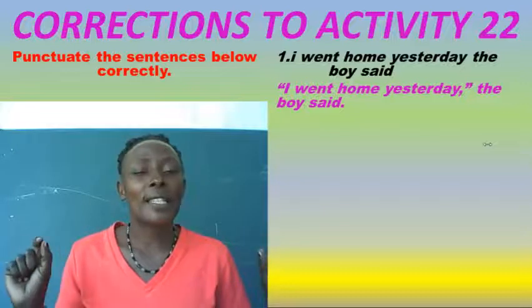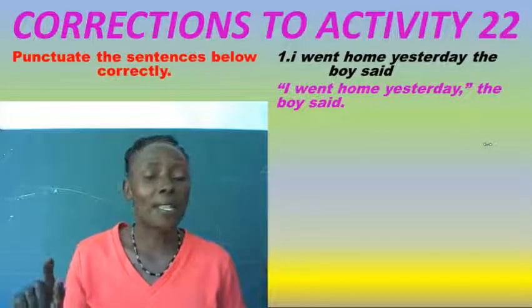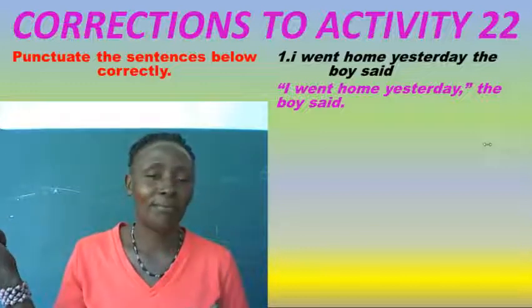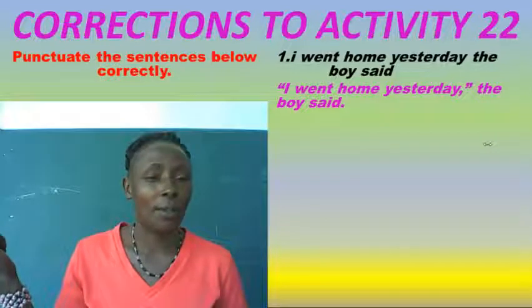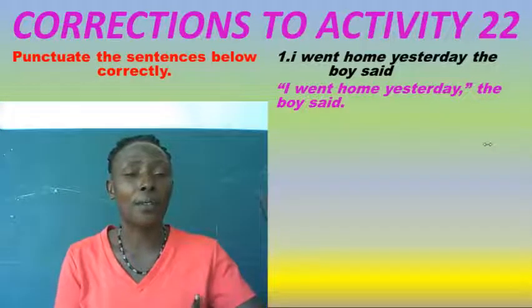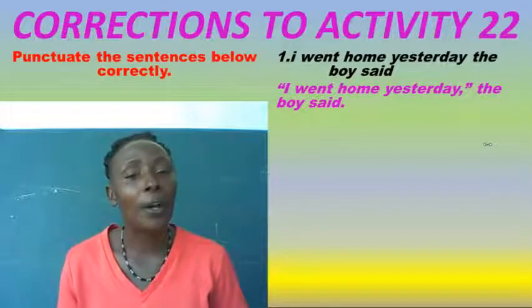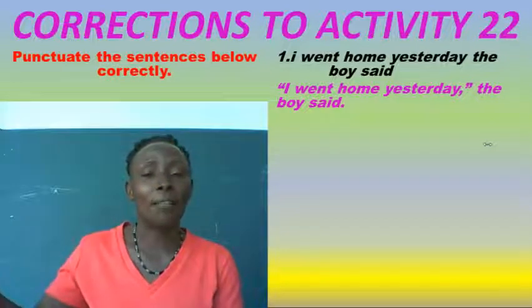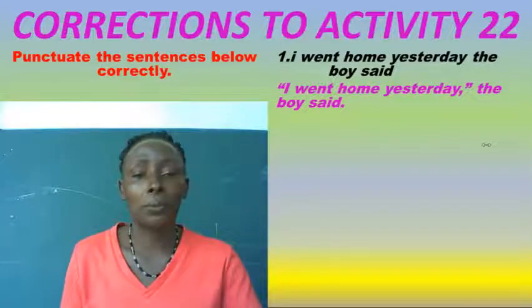Before we punctuate the sentence, you need to know what we call the punctuation marks. We call them quotation marks or inverted commas. So we are punctuating our sentence. I went home yesterday. You have a comma there, and then you close with inverted commas. Then you end with the speech tag, the boy said. If you got it, put letter C beside that answer. Let's go to question 2, my dear candidates.